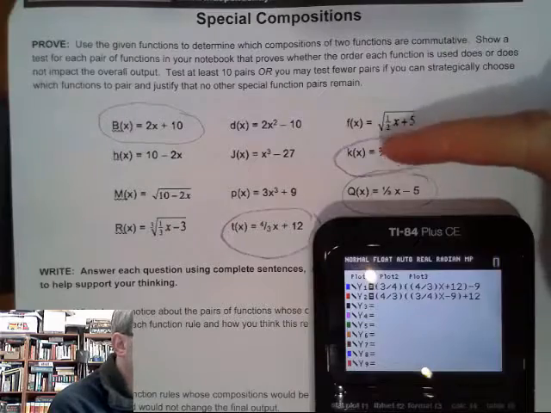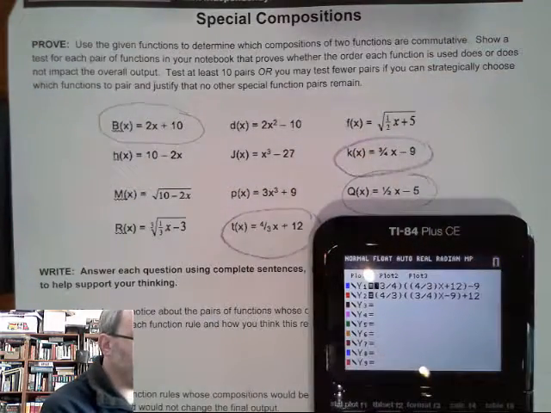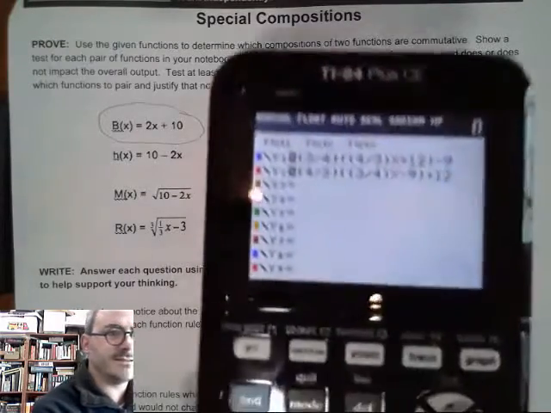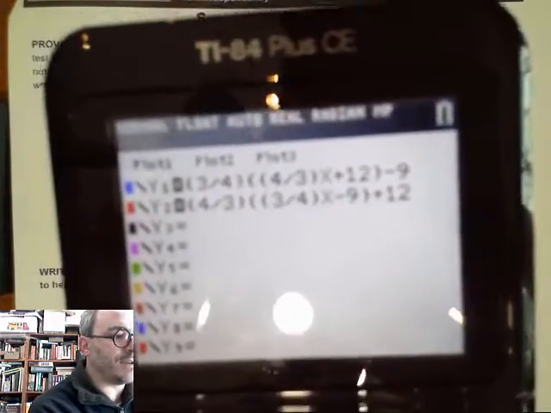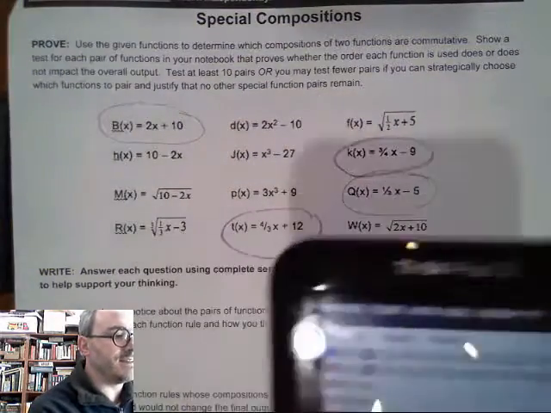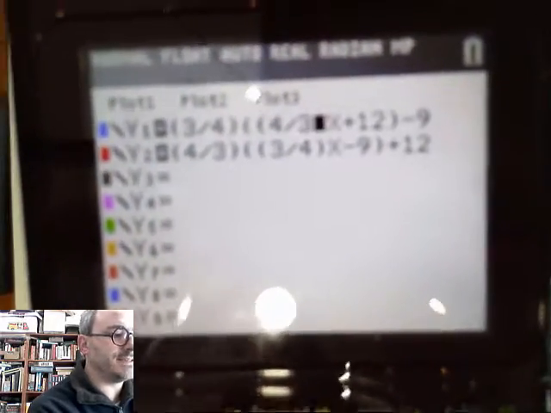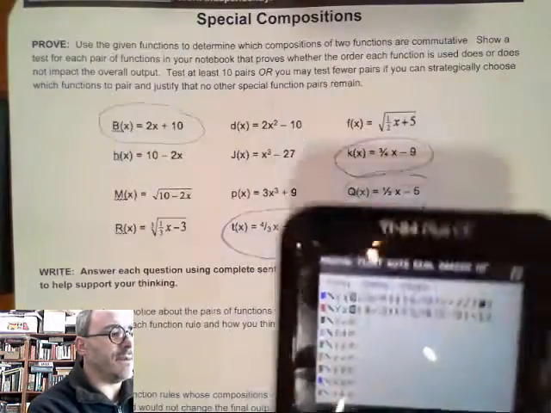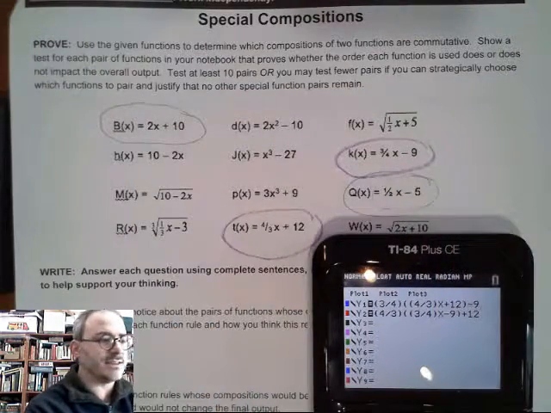Check this out. The first one I put in was I put the t of x inside the k of x. The k of x is 3/4, so I put 3/4 in parentheses. And then instead of x, I put in the whole function of the t of x. That's 4 divided by 3. I had to put that in its own parentheses. I had to add 12 to that. It's 4 over 3 times x plus 12. And then I had to minus, close the parentheses out, and minus 9, because that's what the k of x requires.